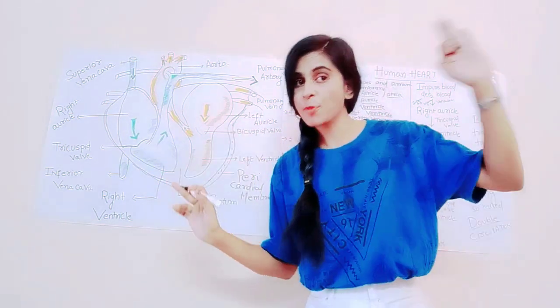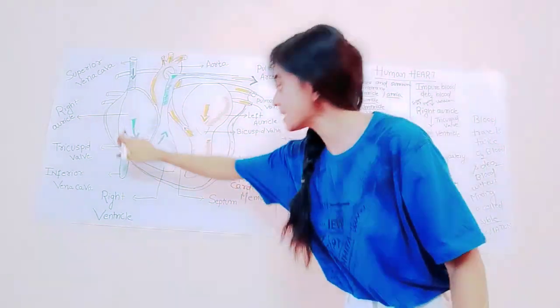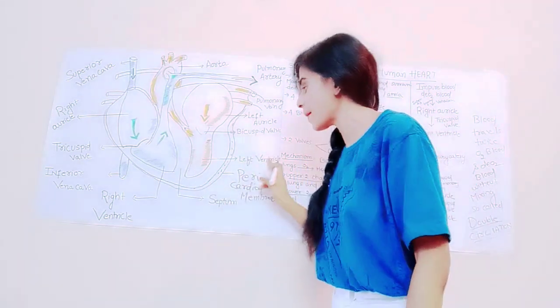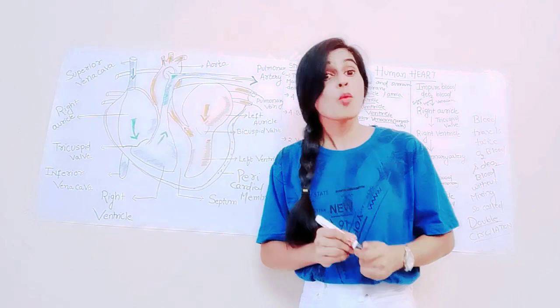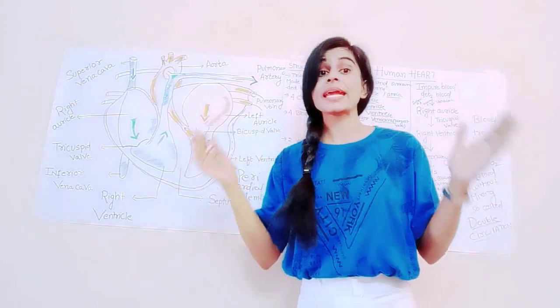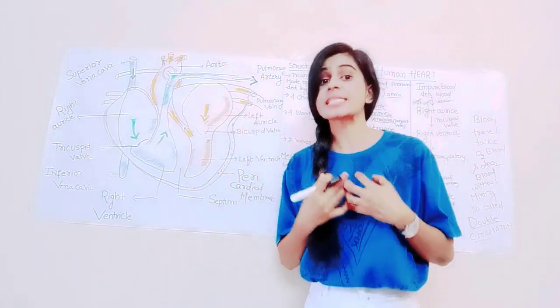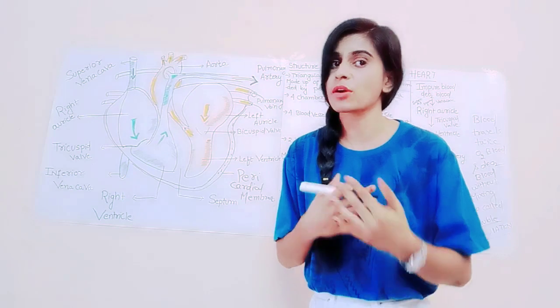Done. First point, it's triangular in shape. It's the size of a fist. It is surrounded by a membrane called the pericardial membrane. And inside that membrane, a fluid is present. What is the name of that fluid? Pericardial fluid. And what is its use? It protects our heart from any kind of shock, guys.